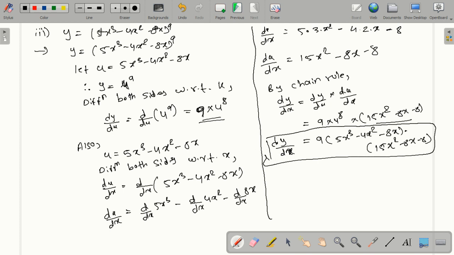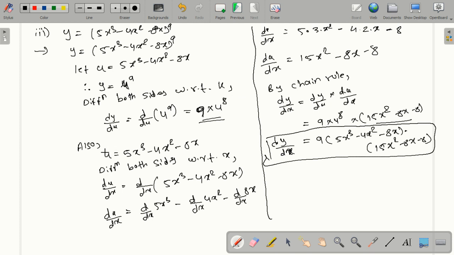Just understand the pattern. If you see any of this function like square root of, some complex looking x terms, or let's say the complex x, right? For example, here in simpler terms, this is x raised to 9, but here x is in a complex form, right? 5x cubed minus 4x squared minus 8x, right? So you need to substitute u is equals to this, the inner part here, and then you need to rewrite y in terms of u. Then you need to differentiate both sides with respect to u. So you'll get dy by du.